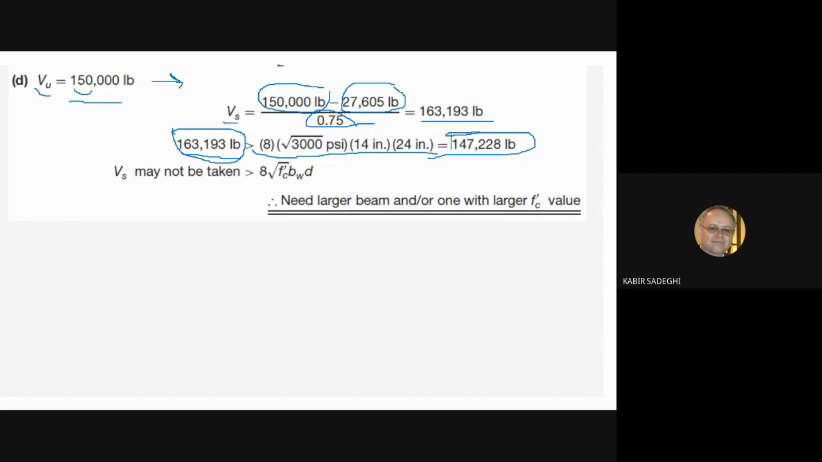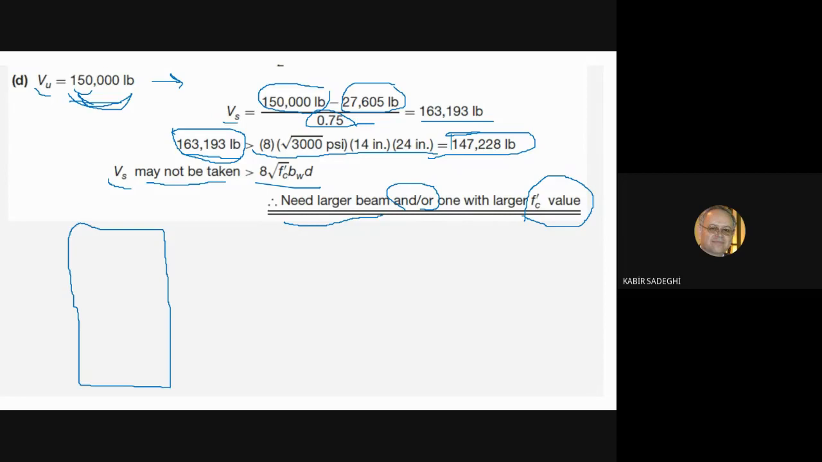We say that Vs may not be taken greater than this one. It means that we have a large amount of shear force applied and the section is not enough even with steel. Therefore, in this case, we need a larger beam, or both are possible with a larger value for f prime c. It means that we should strengthen the section, either with larger dimensions or by increasing the strength of concrete, for resisting more against the shear.